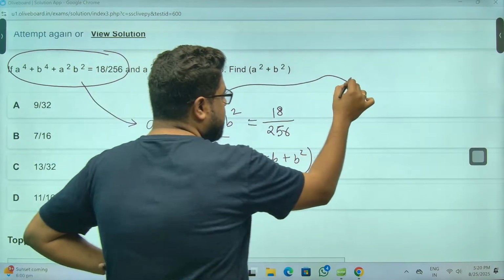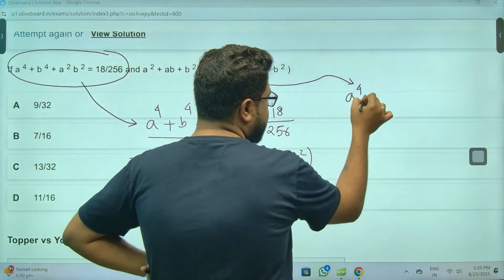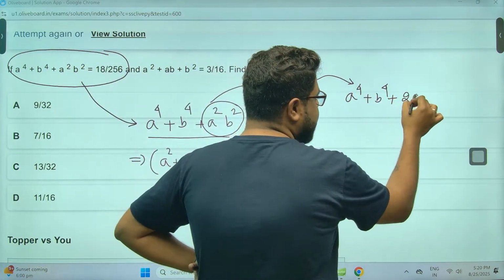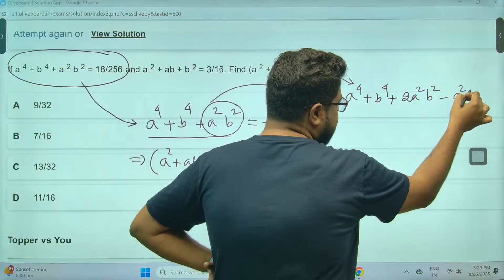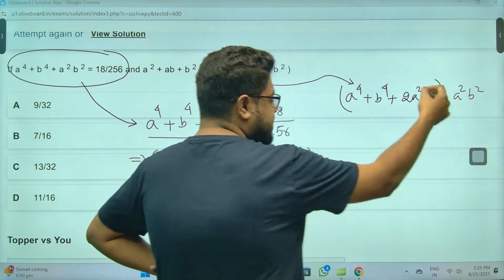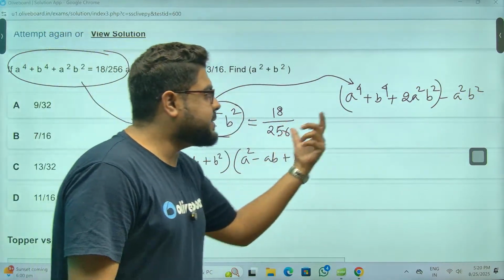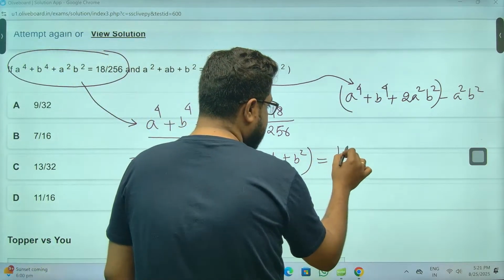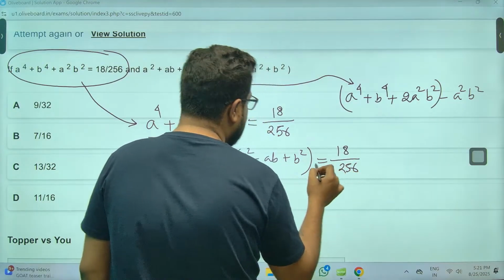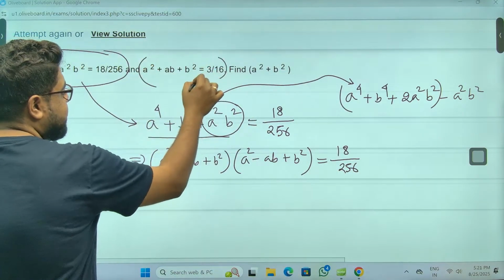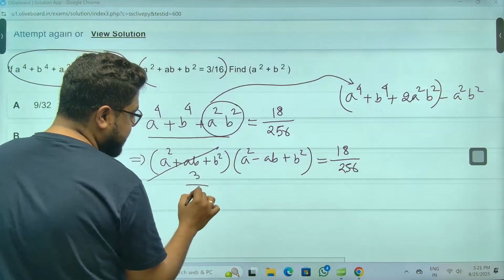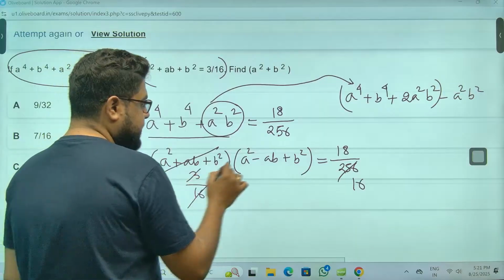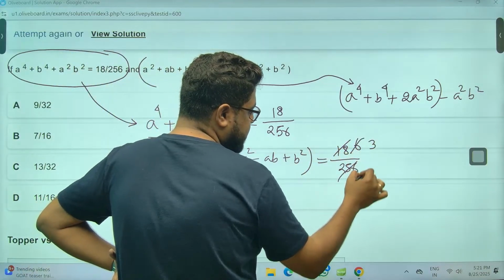Again, for those who don't know, you just do this: a4 plus b4, a square plus a square into b square, you write it as 2a square b square and minus a square b square. This will give you a whole square, and the next line will be this. You can write it as a square minus b square, a plus b into a minus b, and you get this. This is equal to 18 by 256. One of the values, a plus b, is given as 3 by 16. So this value is given as 3 by 16. Sir, get rid of this.